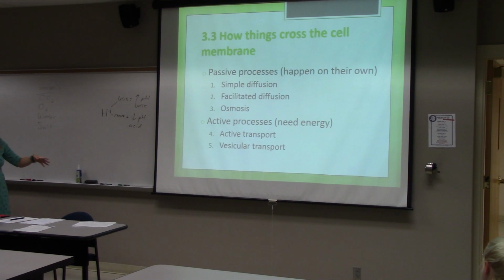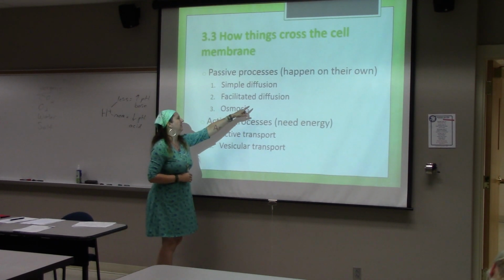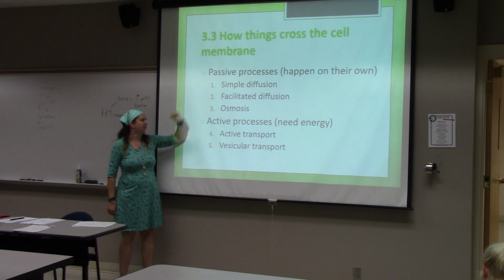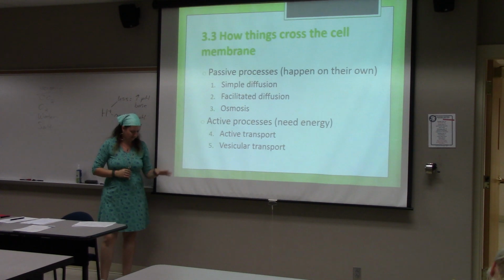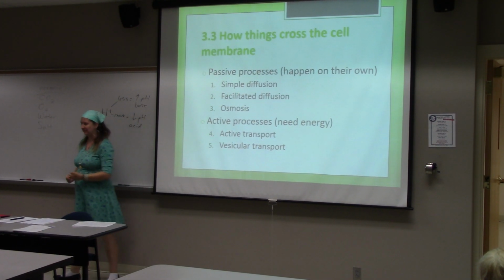In a passive process, the substances are bouncing around and they just move on their own. This includes diffusion. There are two types, simple and facilitated, and then osmosis. Active processes where the cells have to spend energy are active transport and vesicular transport.